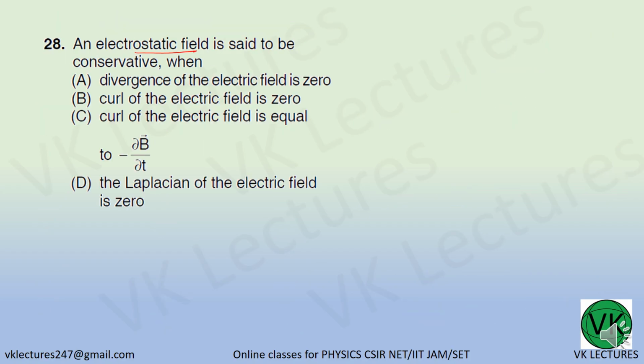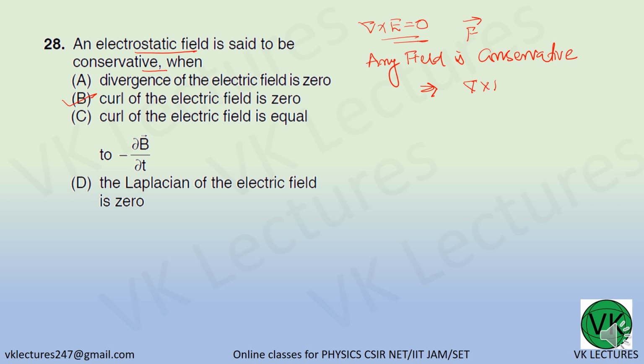An electrostatic field is said to be conservative when the curl of the electric field is 0. This is what is your answer, del cross E equal to 0. Now not only electric field, any field is conservative when, let me write any field f. Any field f is conservative if del cross f is equal to 0.